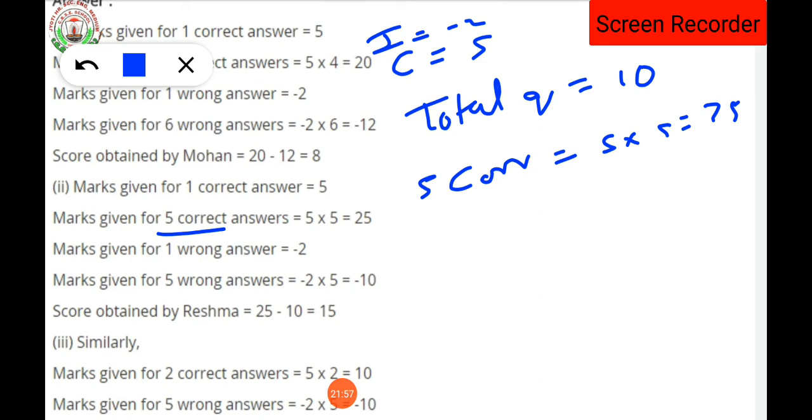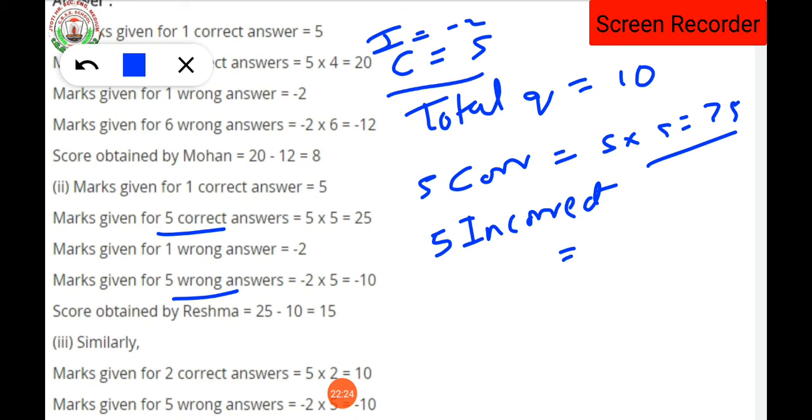Total incorrect questions, how many incorrect questions did Reshma get? Sorry, the total number of incorrect questions is 5. So she has 5 correct questions and 5 incorrect questions. For the 5 correct questions, 5 into 5 will be 25 marks, because for one correct question 5 marks are given. Now 5 incorrect questions are there. For one incorrect question how many marks will be deducted? That is -2. So for 5 incorrect answers how many marks will be deducted? 5 into -2, that is -10 marks will be deducted, isn't it?